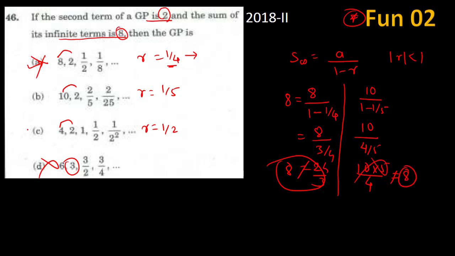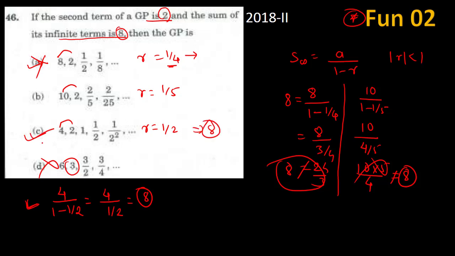So let's check the C option. R is 1 by 2, and A is 4. So 4 divided by 1 minus 1 by 2, which is 4 divided by 1 by 2, which is nothing but 8. Yes sir, this C option is giving me sum to infinity as 8. So the correct option is C.